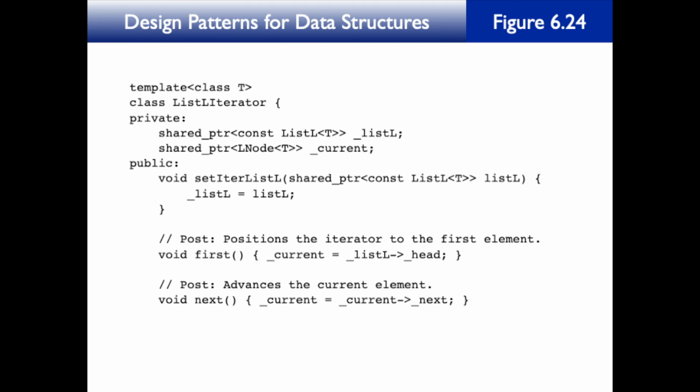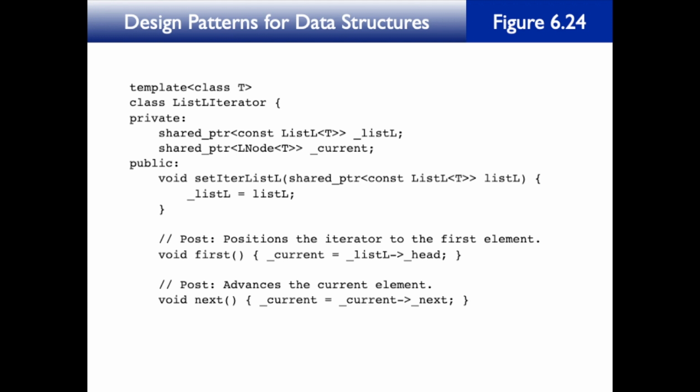So here are the methods of the iterator. Now, the code for the methods for the iterator is so short that for this particular class, instead of separating it into a .h file and a .cpp file, or .hpp file and a .cpp file, we are just going to define these, since they are all one-liners, at the same place where we declare them. And so we see, what does this set iterator list L do? All it does is it's given a list L as a parameter, and it sets its internal underscore list L to that list L. So it makes it point to the same list that the user of the iterator gives it.